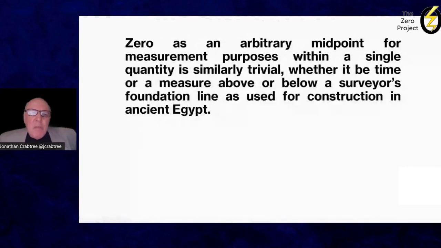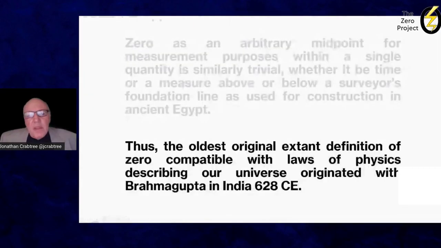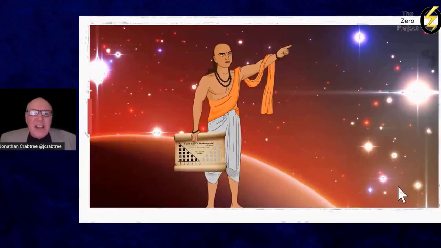0 as an arbitrary midpoint for measurement purposes within a single quantity is similarly trivial, whether it be time or above and below a surveyor's foundation line as used for construction in ancient Egypt. Thus, I conclude the oldest original extent definition of 0, compatible with laws of physics describing our universe, originated with Brahmagupta in India, 628 CE. I've had a slightly more impressive and uplifting illustration of Brahmagupta created as an astronomer.